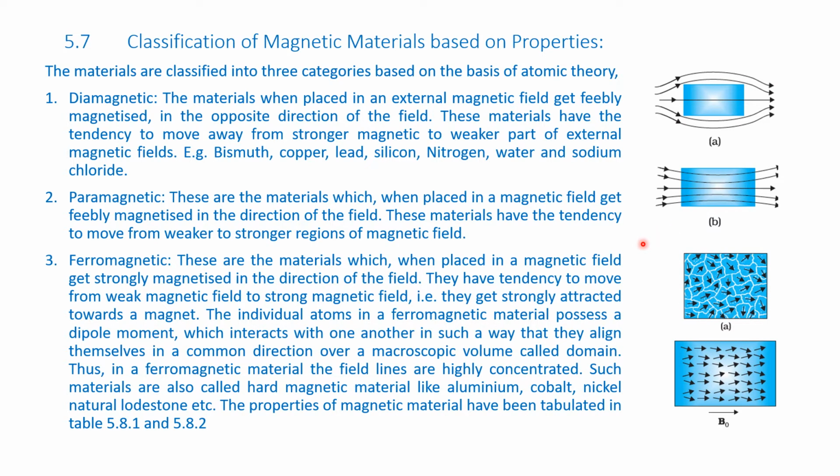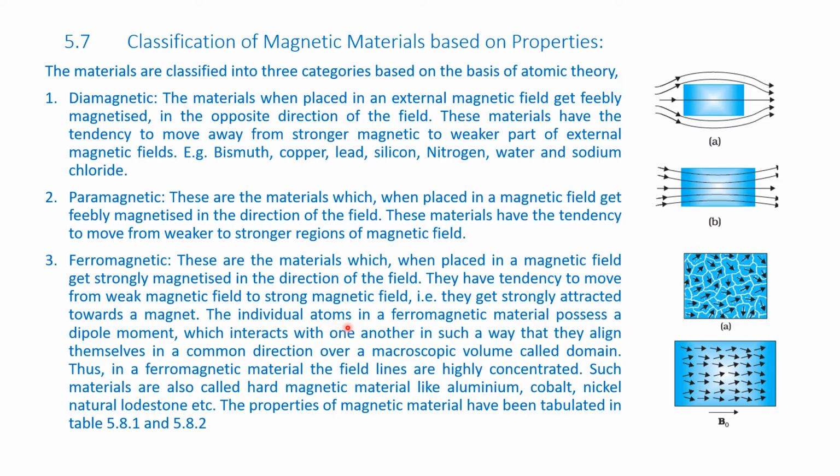Ferromagnetic material. These materials, when placed in a magnetic field, get strongly magnetized. Please note, strongly magnetized in the direction of the field. They have the tendency to move from weak magnetic field to strong magnetic field. That is, they get strongly attracted towards a magnet.